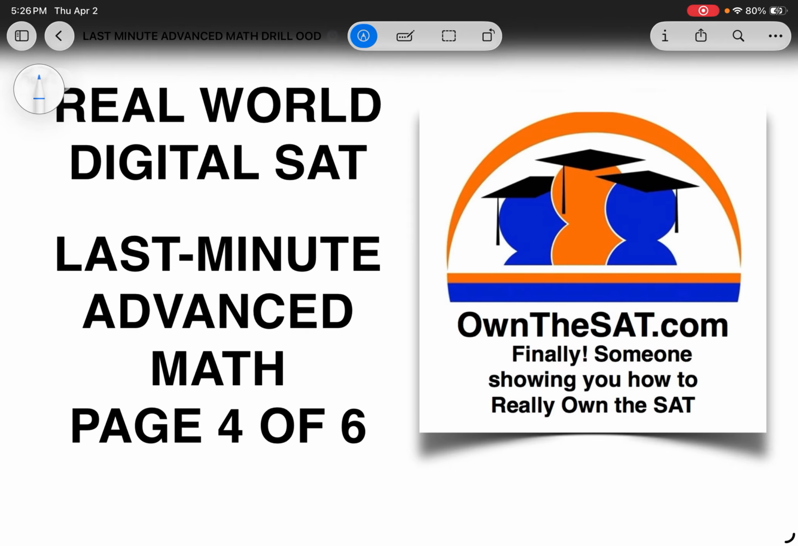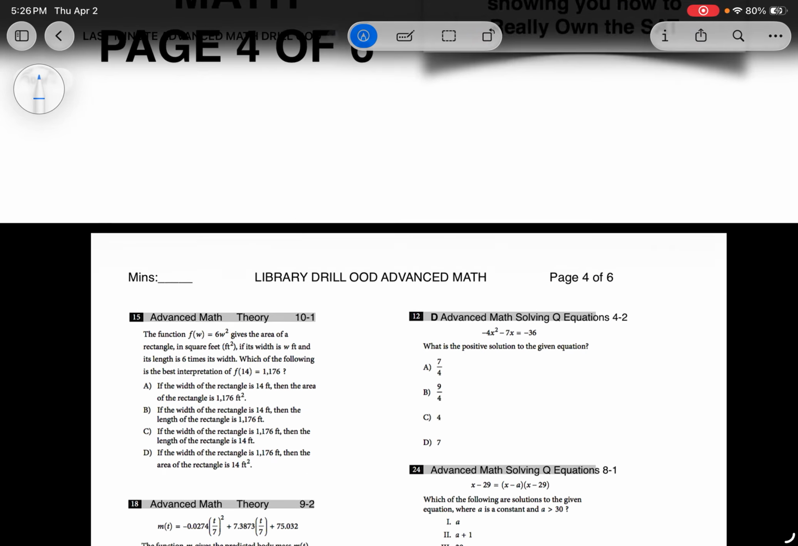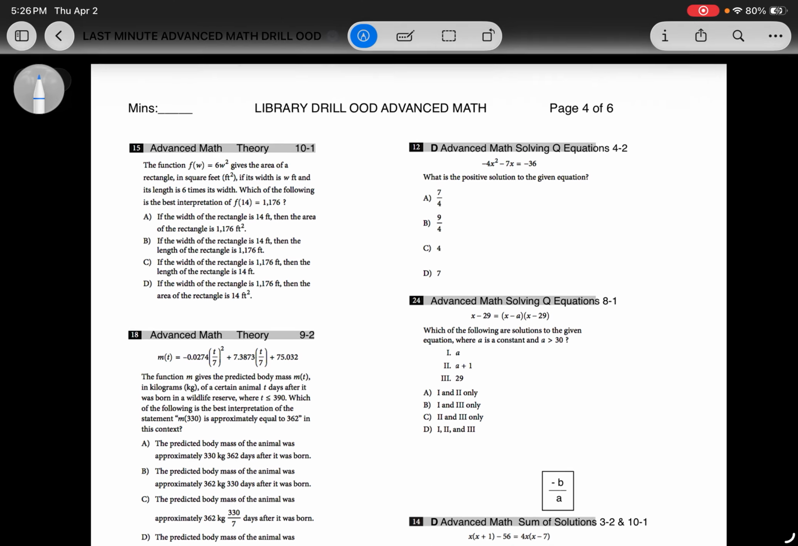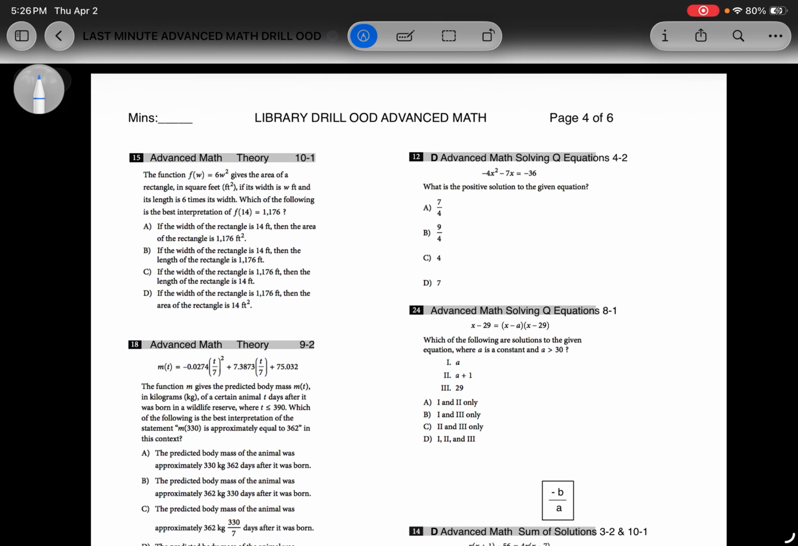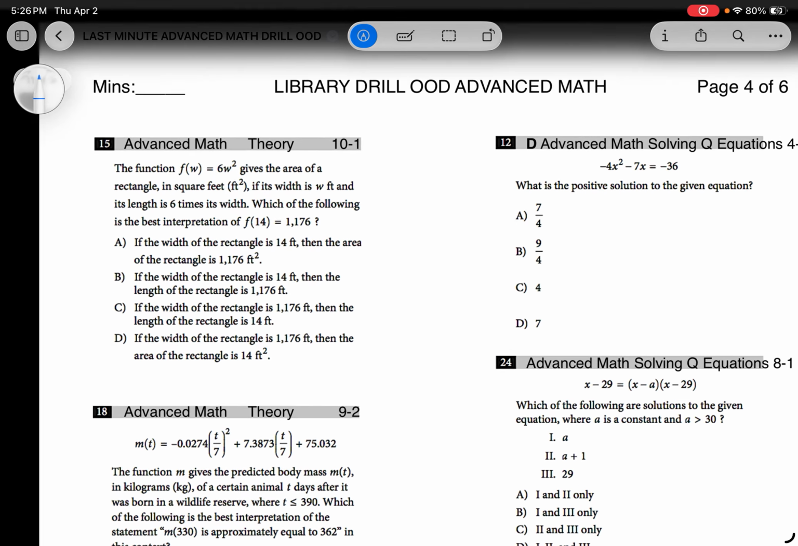Page 4 of 6 in the house. Let's get busy. Let's jump all over these questions. Oh, let's take a look. How many questions do we have? 2, 4, 6, 7. So that should take me about 3.5 minutes of homework and then maybe 10 minutes to review my work.